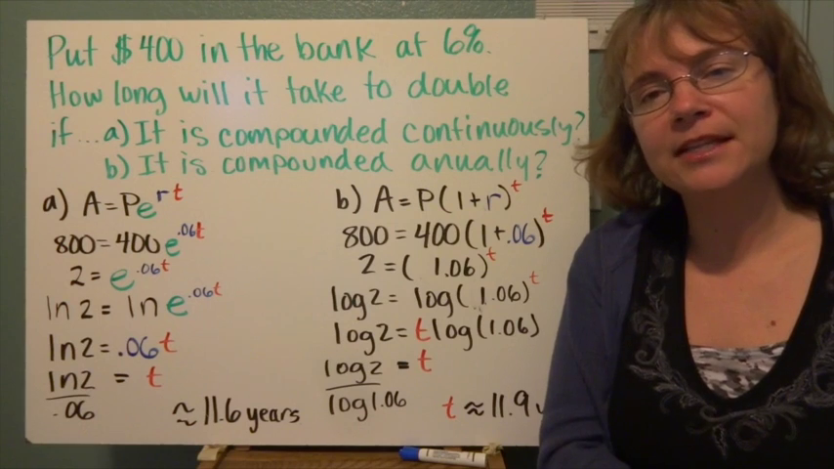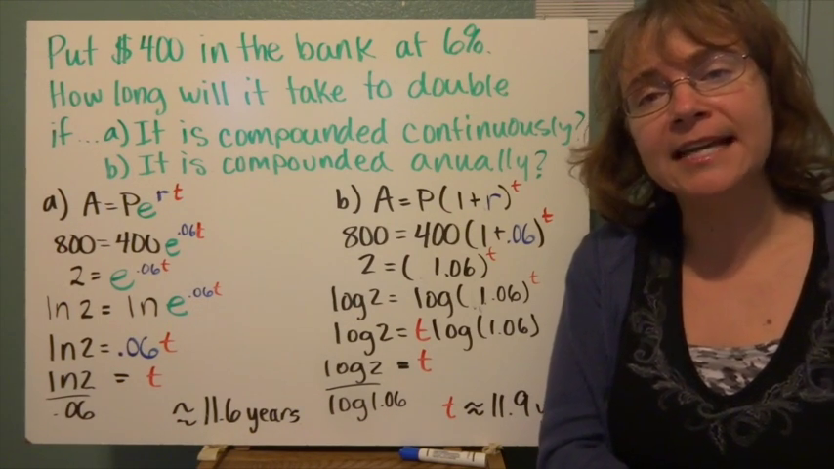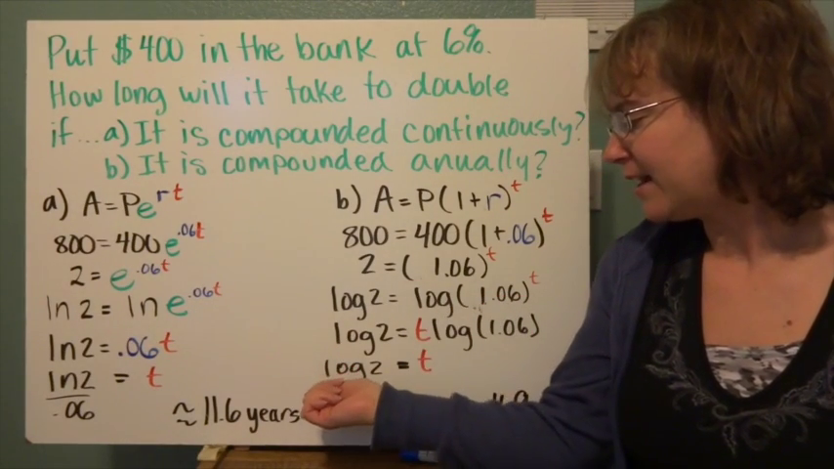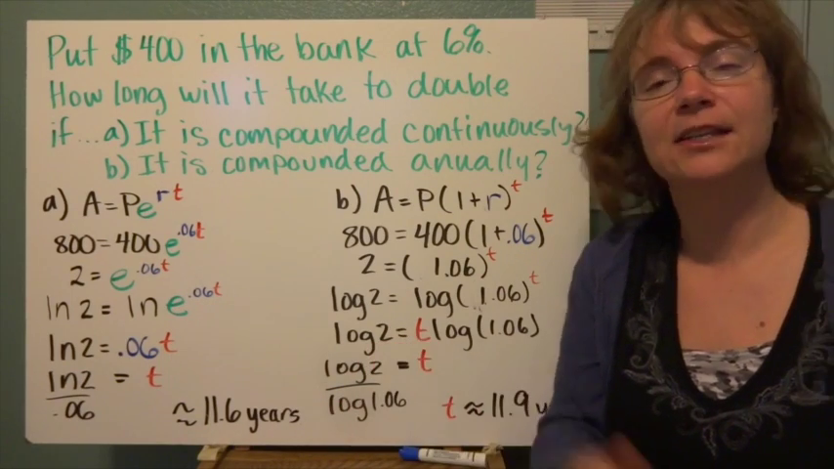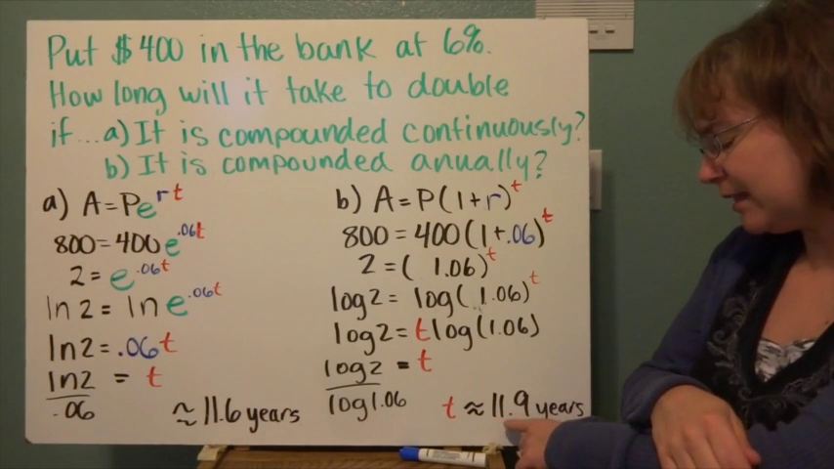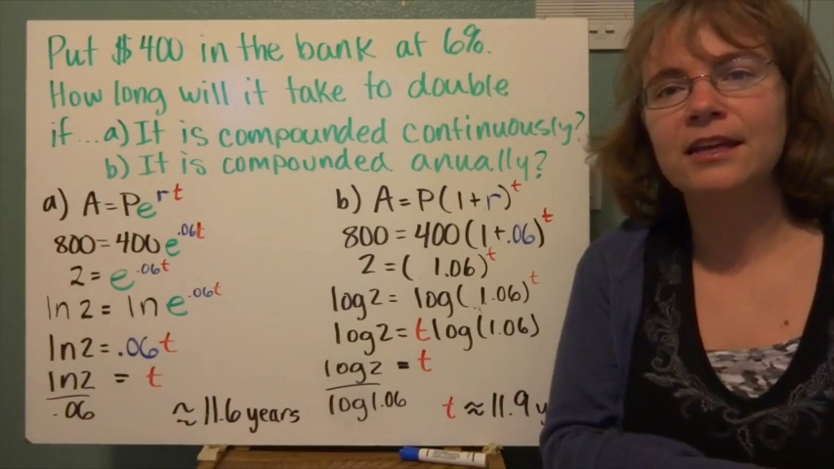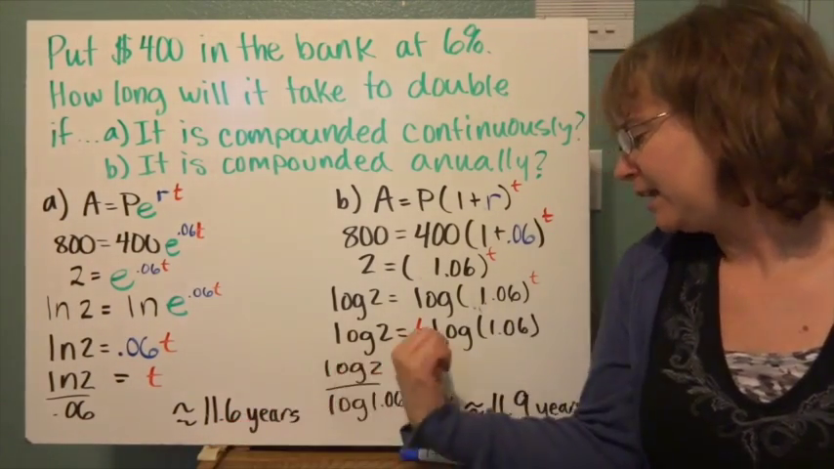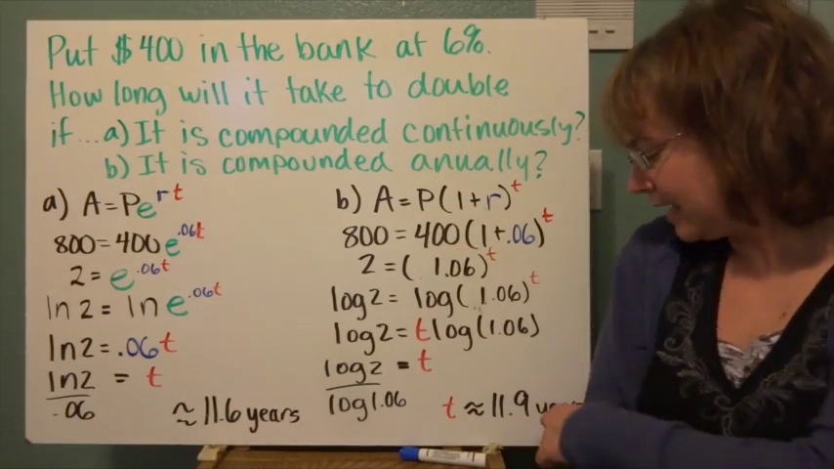Now log of 1.06 is just a number, so to solve for t I can divide both sides by log of 1.06. So then I have log of 2 over log of 1.06, and that's equal to t. And putting that in on my calculator, I have t is equal to 11.9 years. So 0.3 years, so 3/10 of a year earlier, you will double your money if you have it compounded continuously rather than annually.